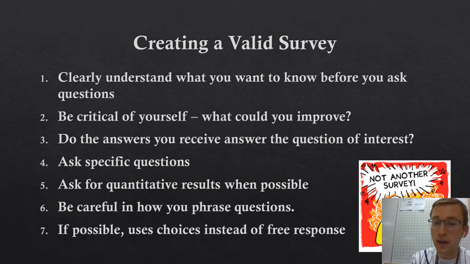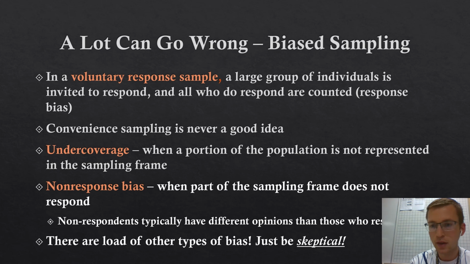You want to be careful in how you phrase the questions, so we don't induce any bias into our surveys. And if possible, use choices, like a multiple choice or a drop-down menu, instead of allowing free response. We're going to see that there are a lot of types of bias that can occur in a study, just a handful of them.